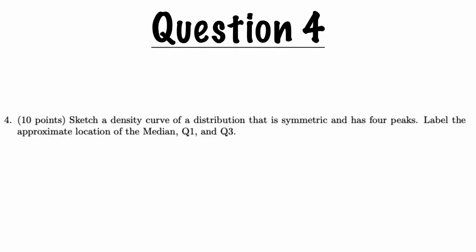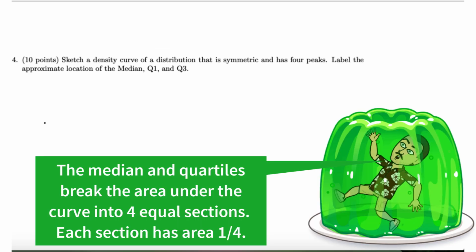Question 4. Sketch a density curve of a distribution that is symmetric and has 4 peaks. Label the approximate location of the median, Q1, and Q3. So we want to sketch a density curve with 4 peaks. So let's draw out the 4 peaks. Make sure that our drawing is relatively symmetric and it looks pretty good.